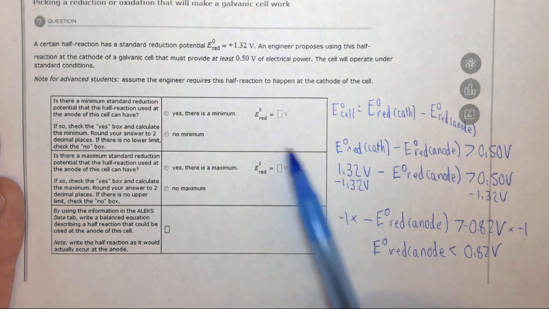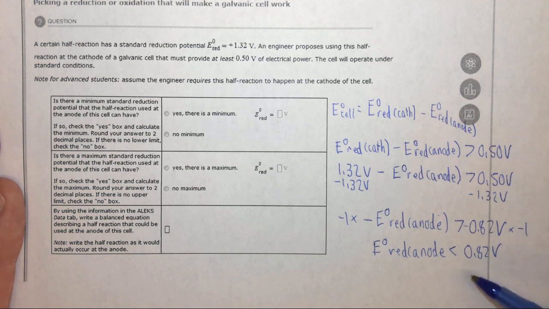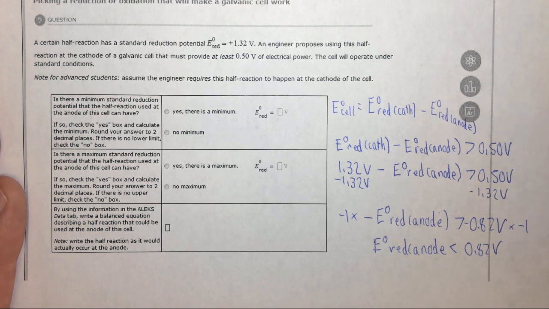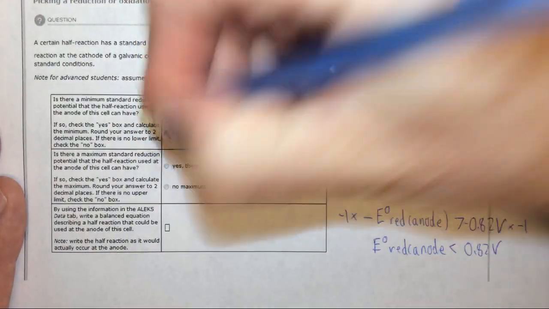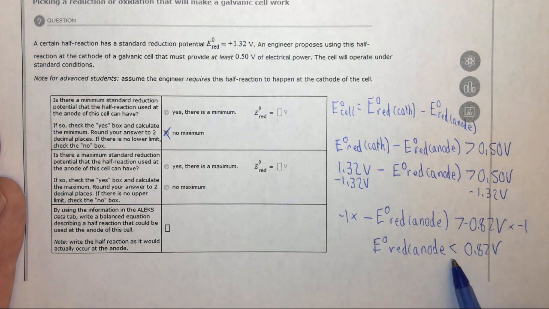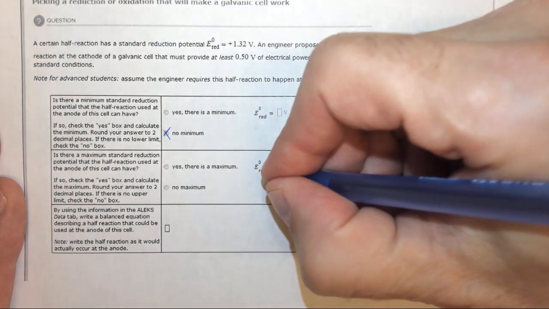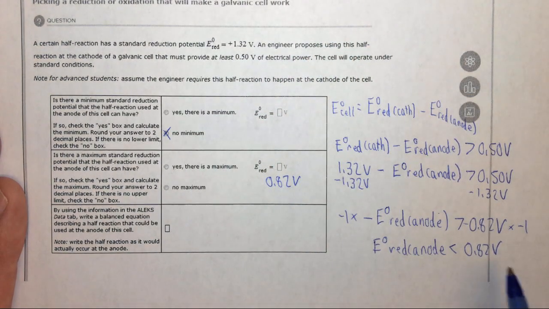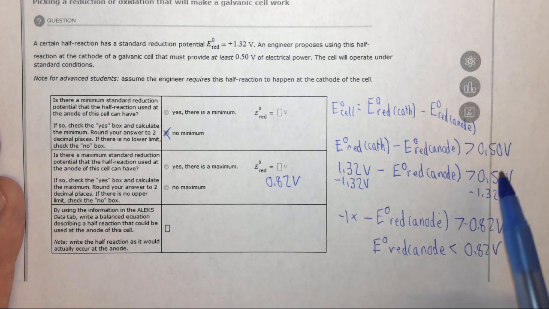So when we have to answer this question, is there a minimum? No, in theory it could be infinitely low. Practically there aren't any that are infinitely low, but in theory there is no minimum. How about a maximum? Yes, there is a maximum. The maximum is 0.82 volts. It has to be at most 0.82 volts in order to have a cell potential overall of 0.5 volts.